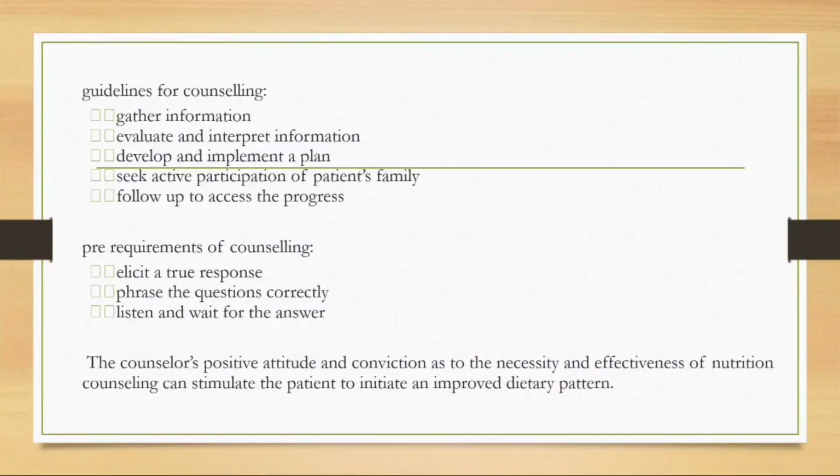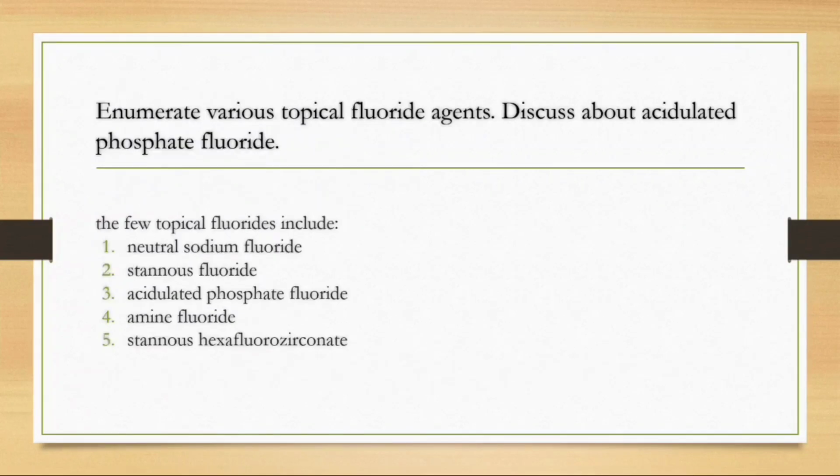So first we need to gather information, then evaluate, then develop a plan, then seek active participation of the patient's family, then follow-up. Follow-up is very much vital because the patient has a tendency to change the habit, but there will be relapse. So we need to have frequent visits to make it a habit.